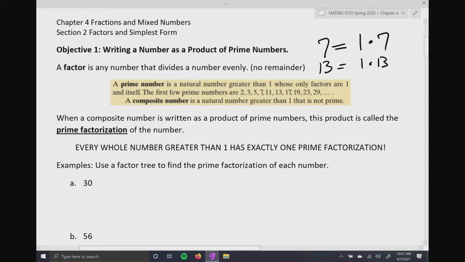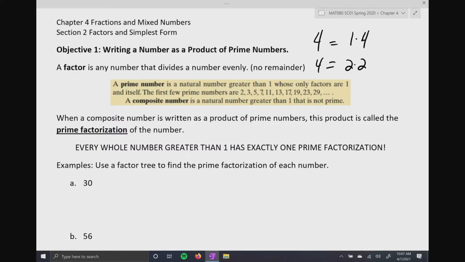Now, if a number is not a prime number, then it's called composite. Examples of composite numbers are like 4. So I'm going to show you why. 4 equals 1 times 4, and 4 also equals 2 times 2. So any number that has more factors is considered to be composite. So numbers are going to exist one of two ways, prime or composite.